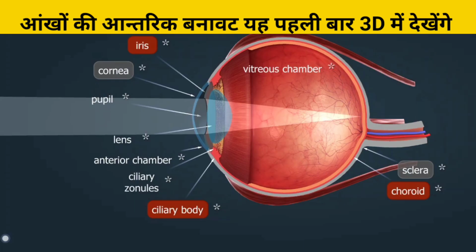The innermost layer is the retina. This is where an inverted miniature image is formed of the object viewed. This is created by the lens. Its receptors are called rod cells and cone cells.